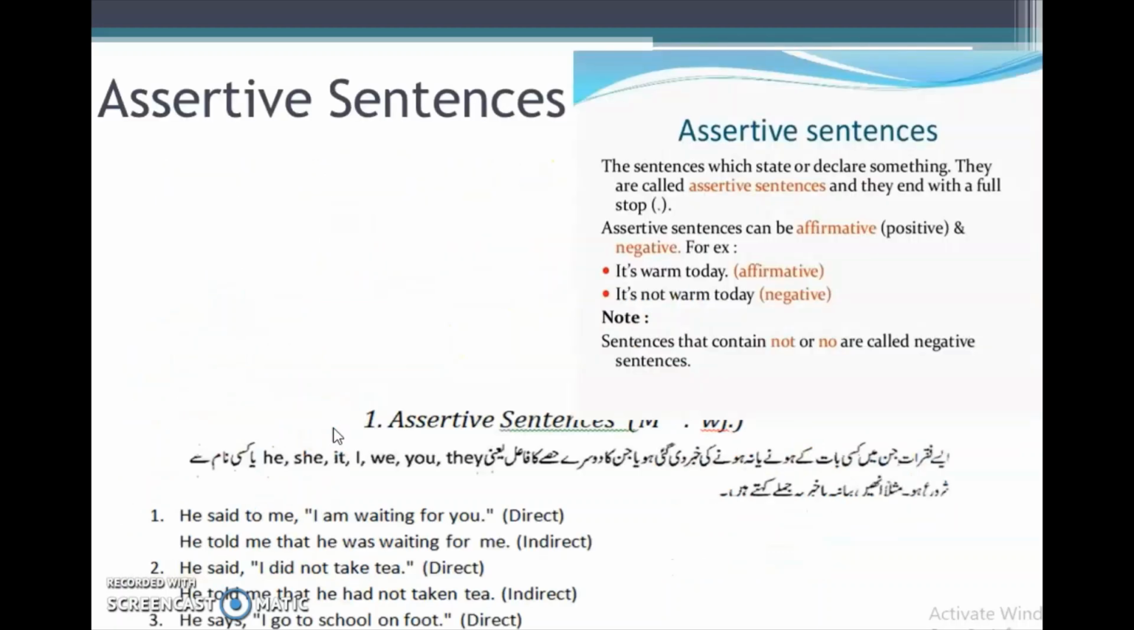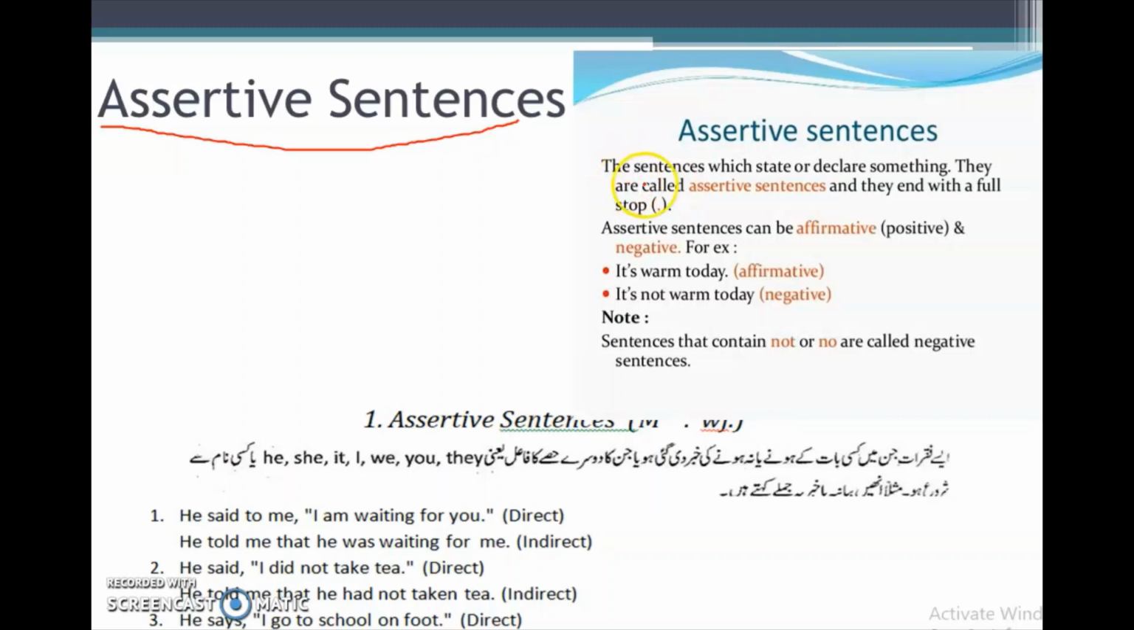Let's move towards the examples. As we have discussed all the 5 rules, we will solve these sentences by keeping in mind those rules. We will apply those rules one by one and solve the sentences. As I have discussed earlier, in this video we will only discuss in detail the assertive sentences. Before going to solve these sentences, you must know what an assertive sentence is.